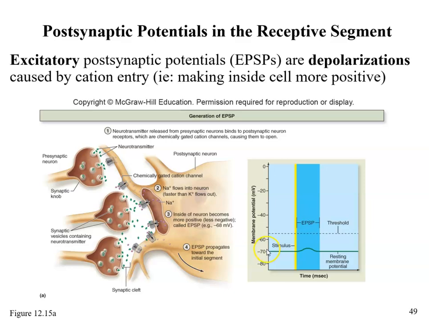You can see it on the graph here. You have the stimulus, and you see a little bump where the inside of the neuron has become a little bit more positive than the outside of the neuron. Now, if nothing else happens, this is the only thing that you see. But if you get a lot of these excitatory postsynaptic potentials, they're going to add up, and they could potentially cross the threshold, and that would trigger an action potential in the initial segment.